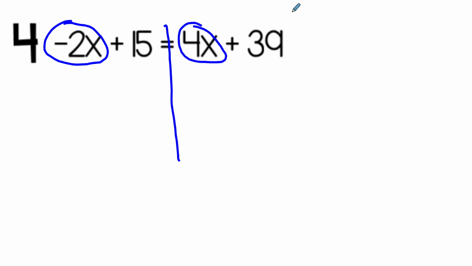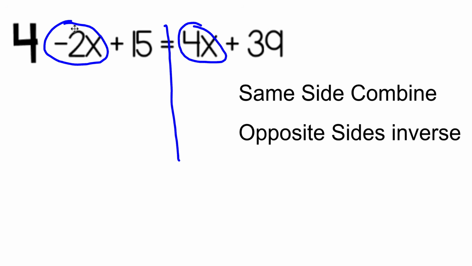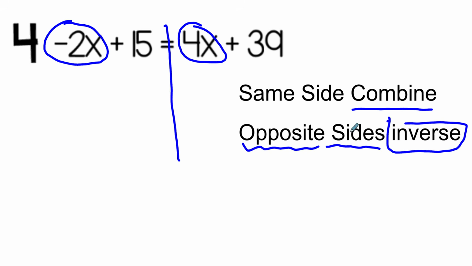So what you need to know is if variables are on the same side, you combine, which is what we did in section 1. But in this case, when we have variables on opposite sides, we need to do the inverse. So what that looks like is I need to move either the 2x over or the 4x over.